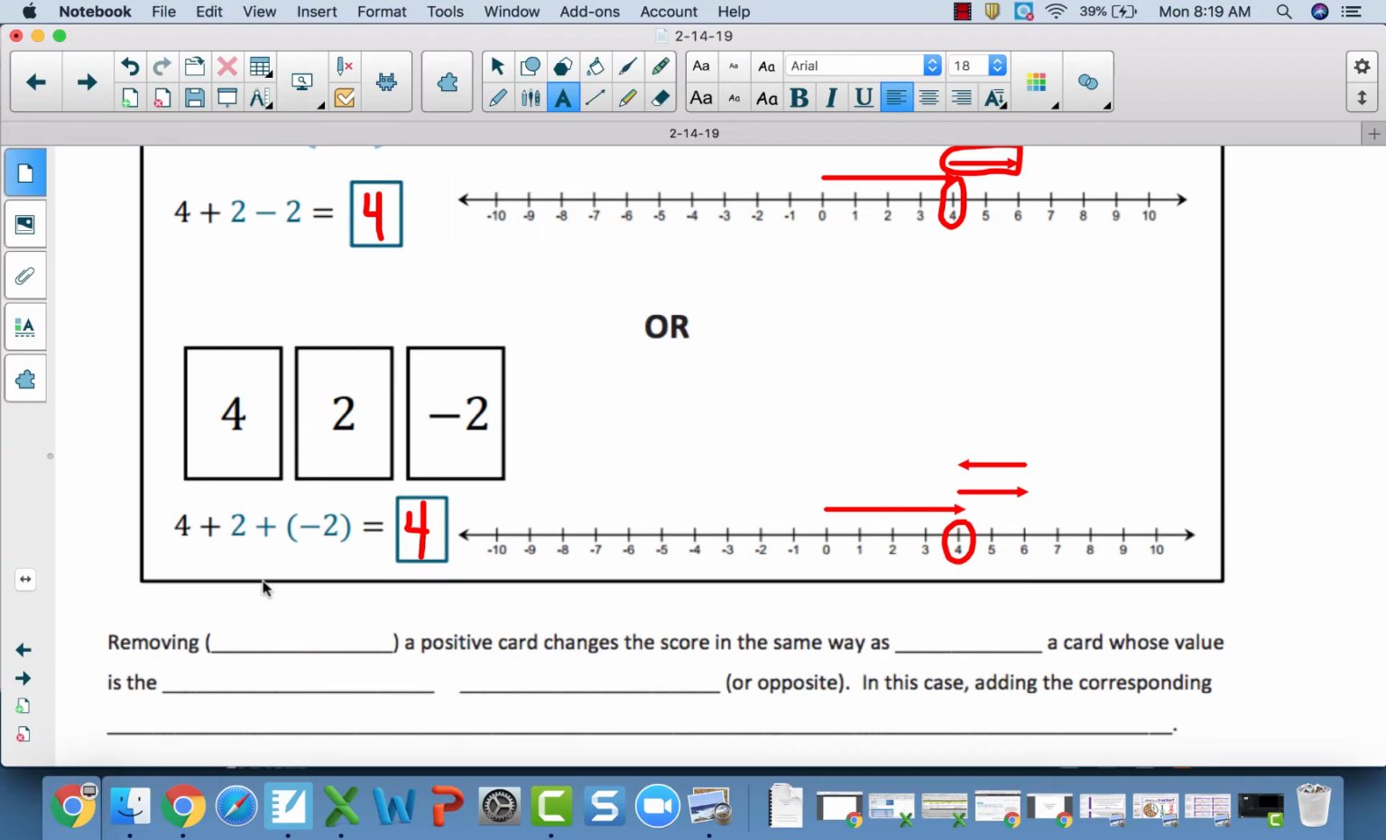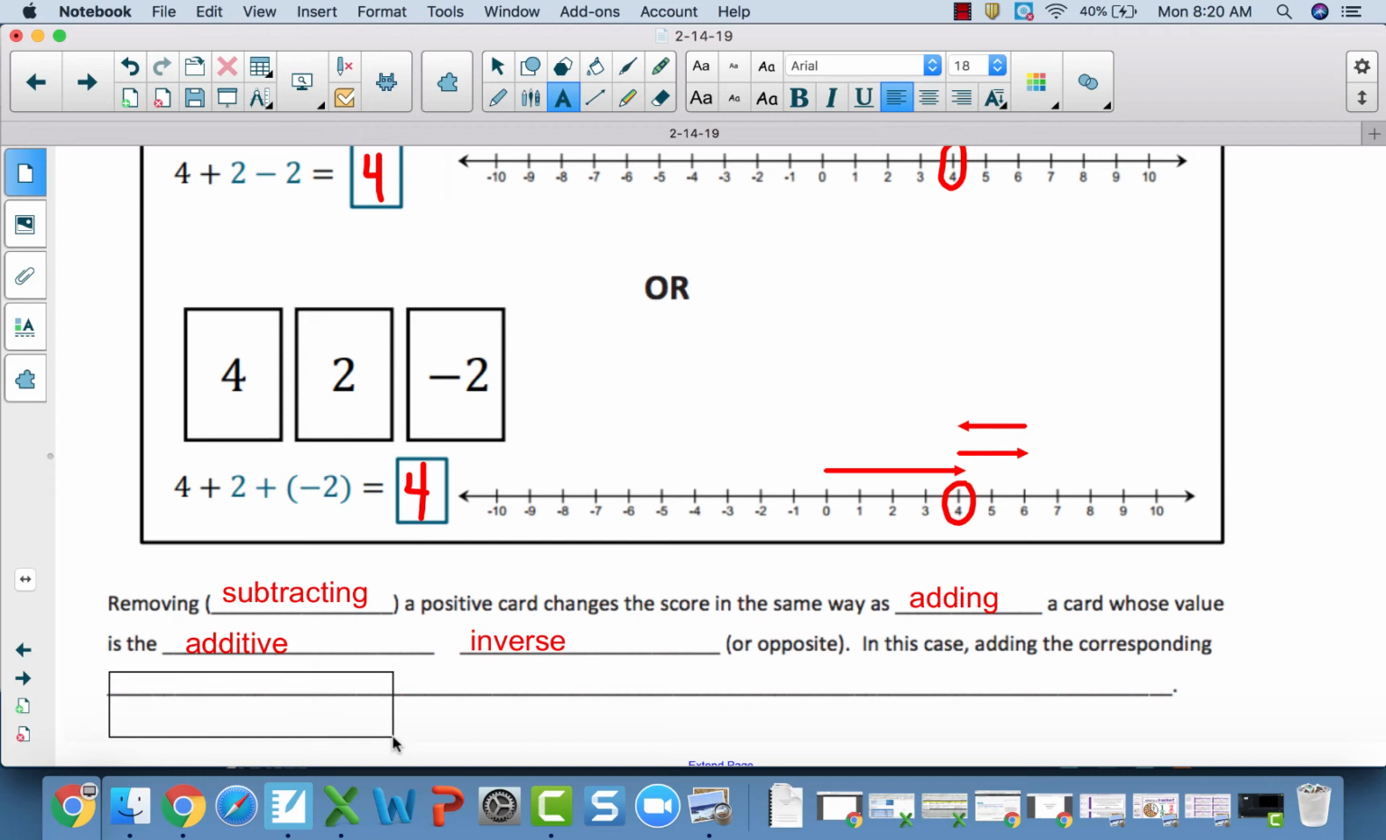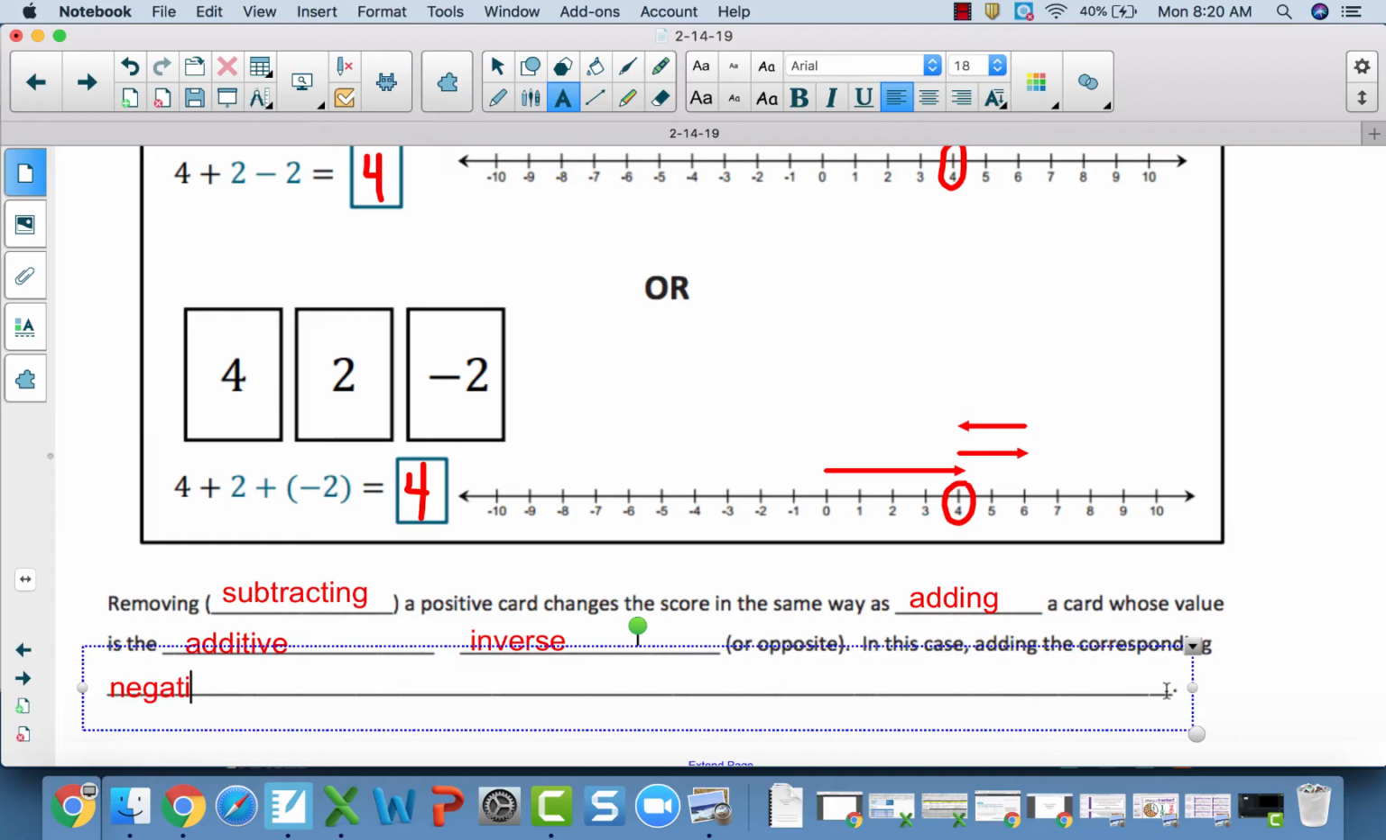So let's use that to fill in these blanks. Removing or subtracting a positive card changes the hand the same way as adding a card whose value is the additive inverse or opposite. In this case, adding the corresponding negative, such that 4 minus 2 equals 4 plus negative 2.